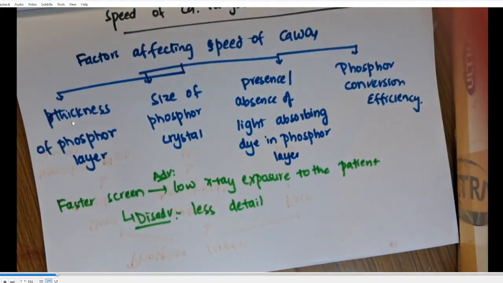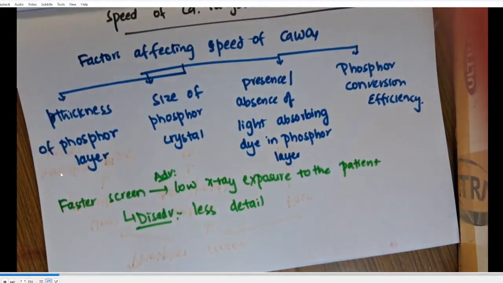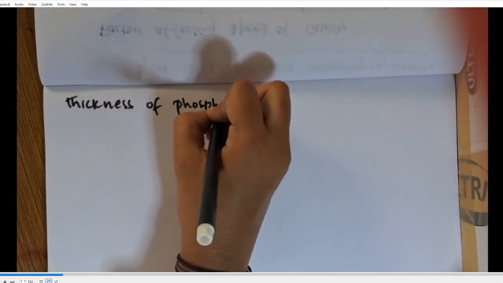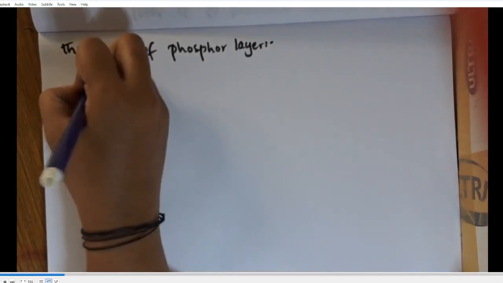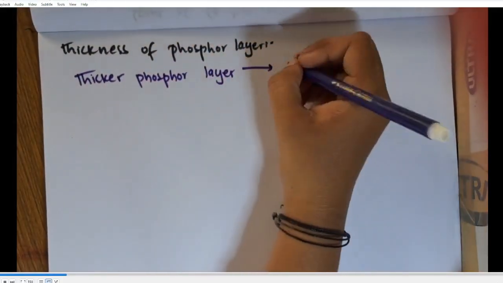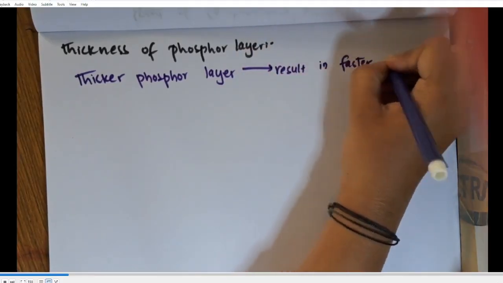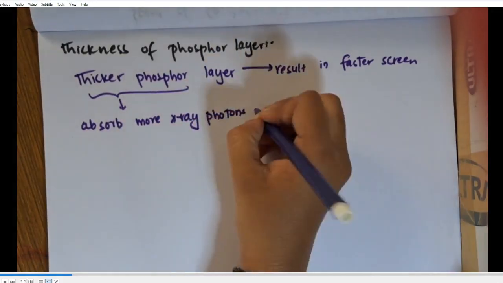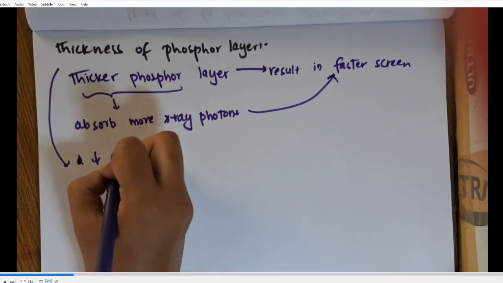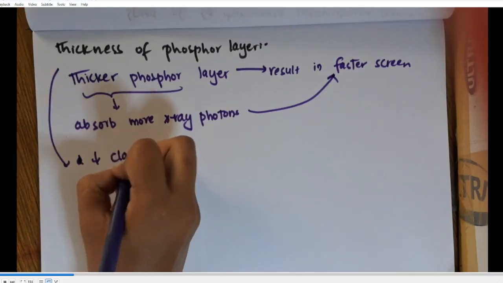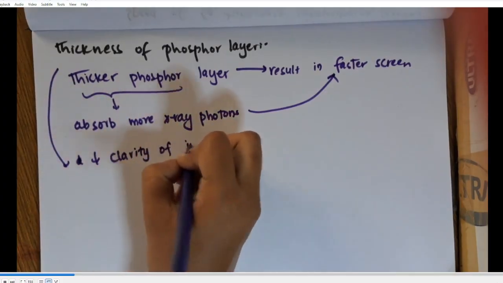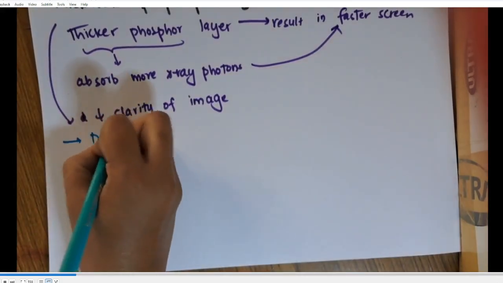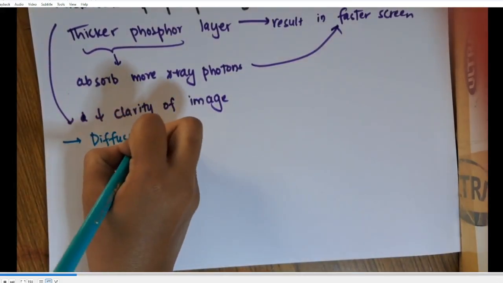The first important thing is the thickness of the phosphor layer. A thicker phosphor layer will result in a faster screen, because a thick phosphor layer will absorb more X-ray photons than a thin phosphor layer. Thicker screens will be faster, but this will cause a decrease in the clarity of the image recorded on the film.